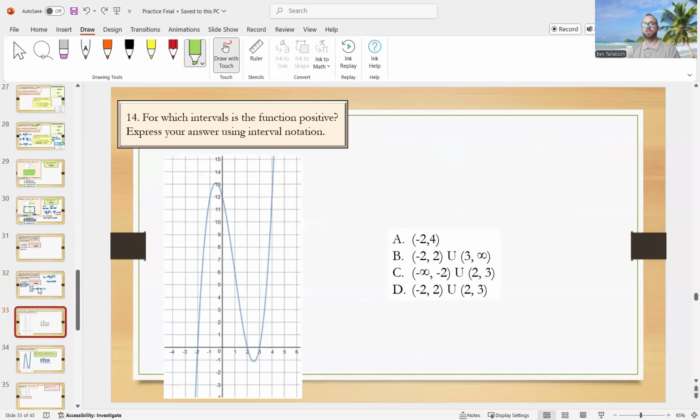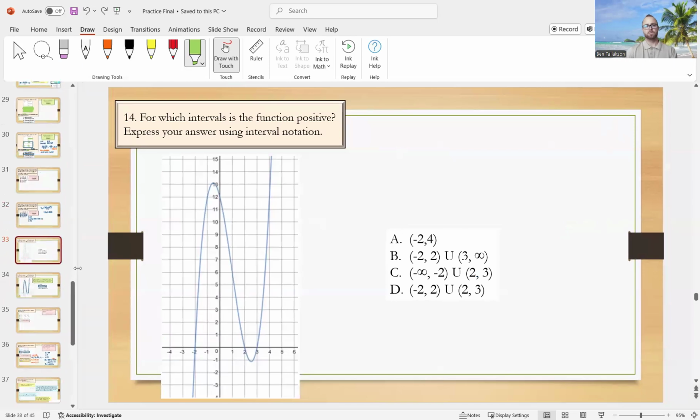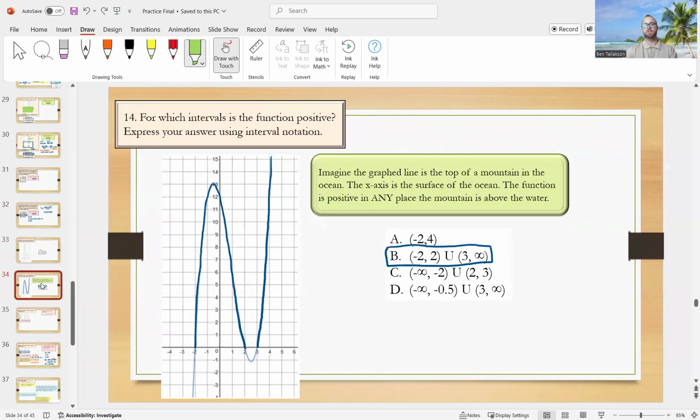14, for which intervals is the function positive? This is a very, very quick problem if you know what you're looking for. Express your answer using interval notation. There are your options. And the answer is B.